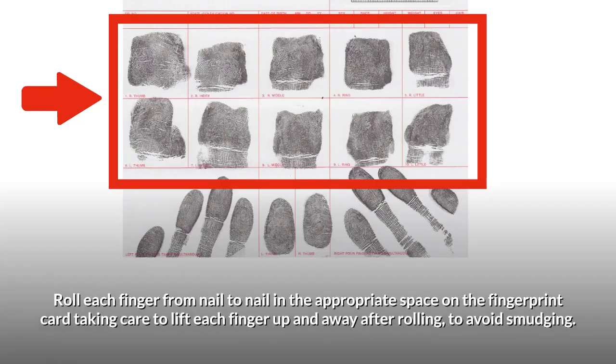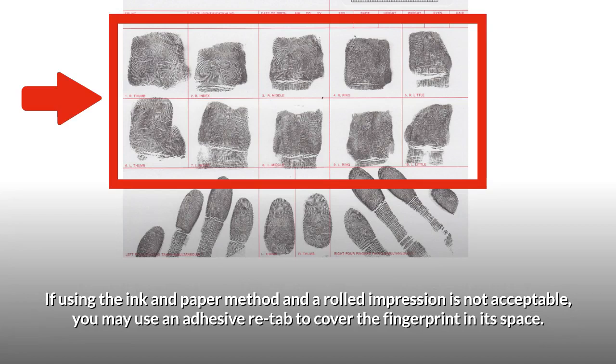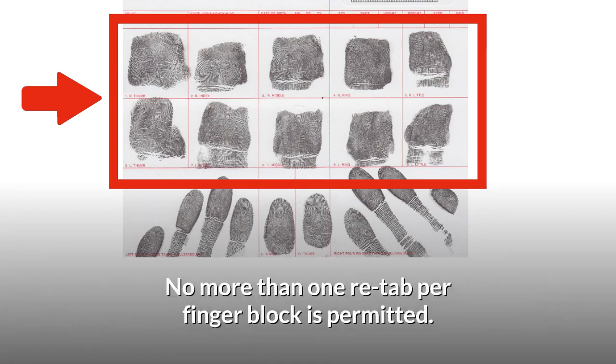Roll each finger from nail to nail in the appropriate space on the fingerprint card, taking care to lift each finger up and away after rolling to avoid smudging. If using the ink and paper method and a rolled impression is not acceptable, you may use an adhesive retab to cover the fingerprint in its space. No more than one retab per finger block is permitted.